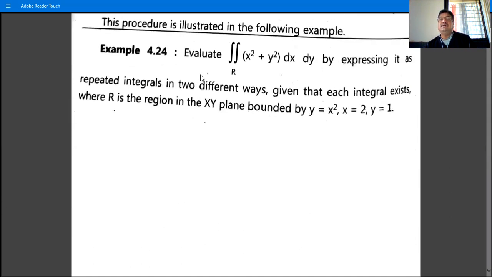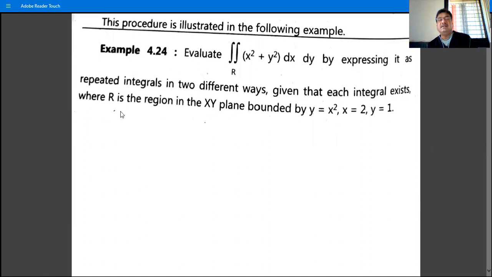So this is the example: evaluate the double integration over R of x square plus y square dx dy by expressing it as repeated integrals in two different ways. That is, integrate with respect to x first, then with respect to y. This is the first way. And then integrate with respect to y first, and then with respect to x. This is the second way. That is why we solve this example in both ways.